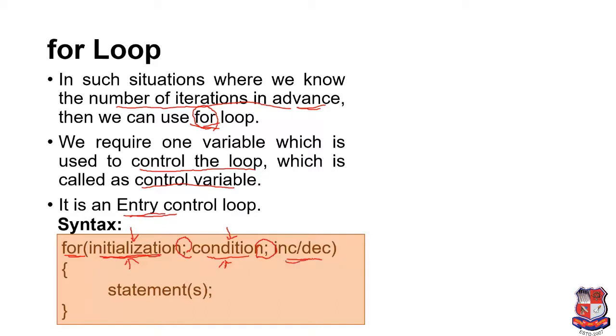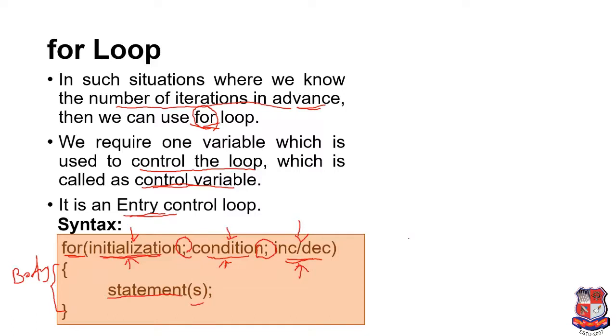The last part is increment and decrement. In each iteration, what the incremented value or the decremented value of the control variable will be, we have to mention here. After it, we have to mention the body of the loop. Inside the body of the loop we write a statement or a block of statements.